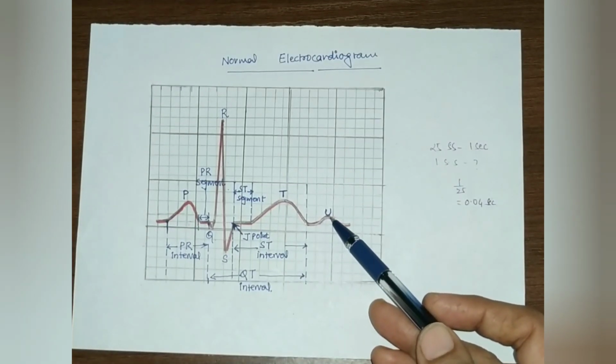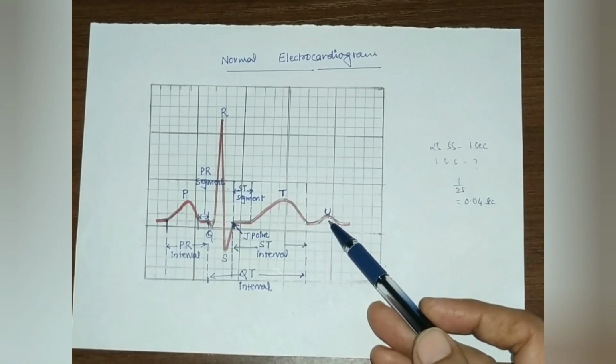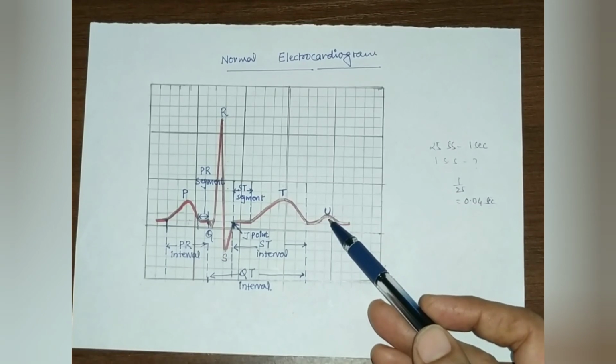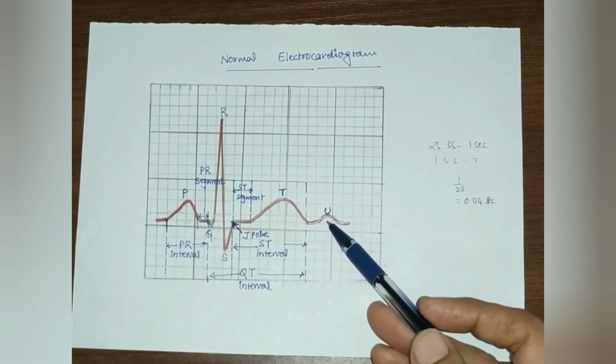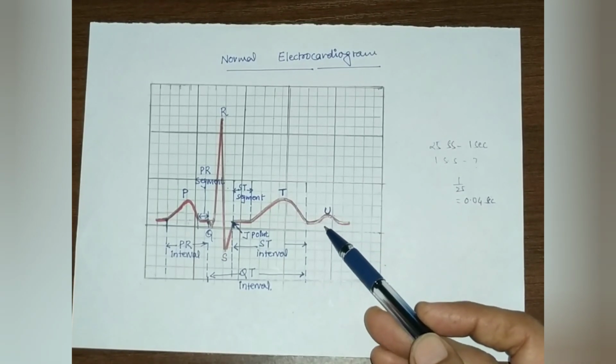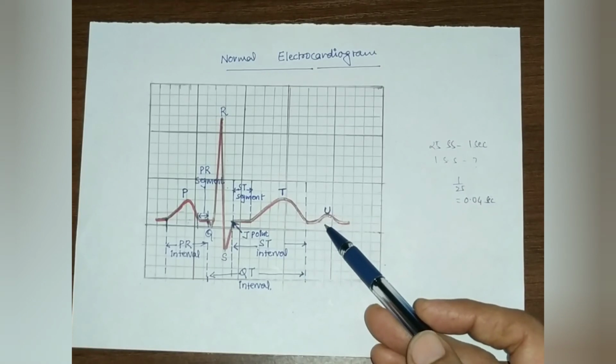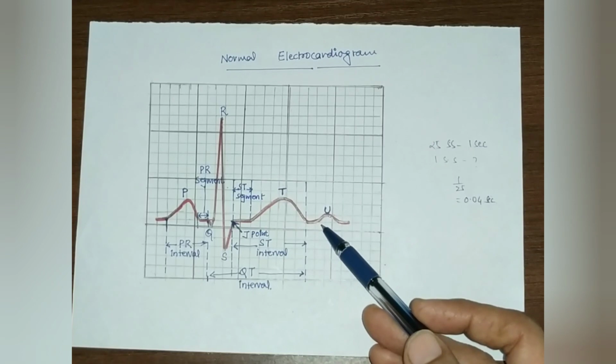Next is U wave. It is a small round positive wave and it is due to slow repolarization of the papillary muscles. Duration of U wave is about 0.08 seconds and amplitude is about 0.2 millivolt, and it is rarely seen normally and it is prominent in hypokalemia.